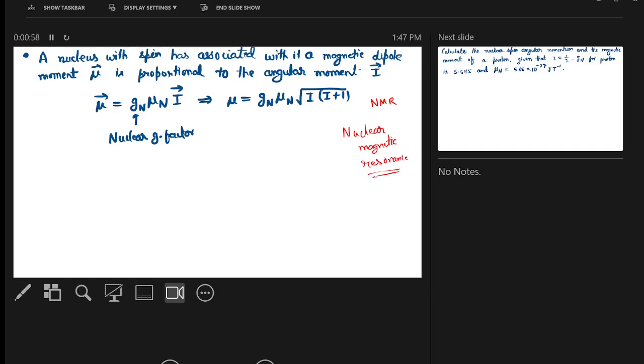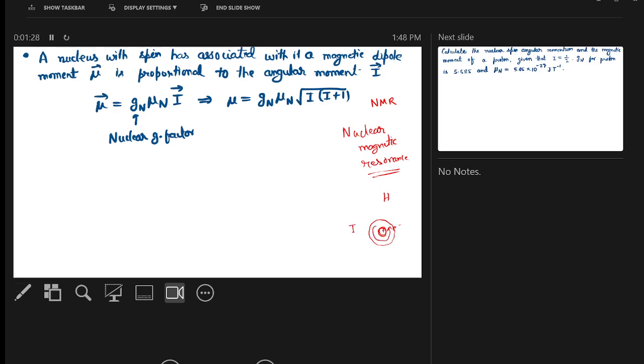Let's say we have some hydrogen atom or any atom. So it has a nucleus here and in the orbital it has an electron. This nucleus is also spinning. Spinning means it has associated angular momentum. So it is spinning like this.